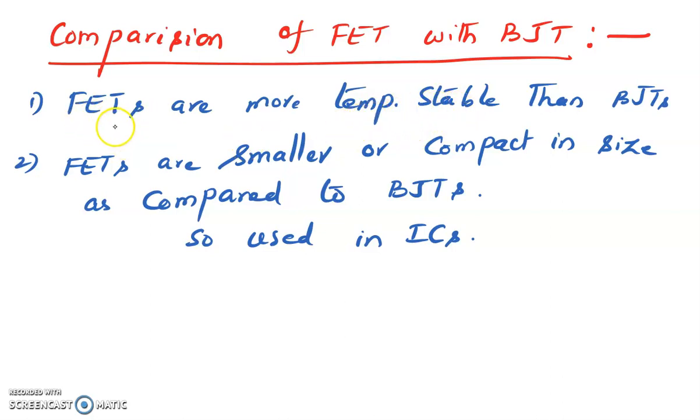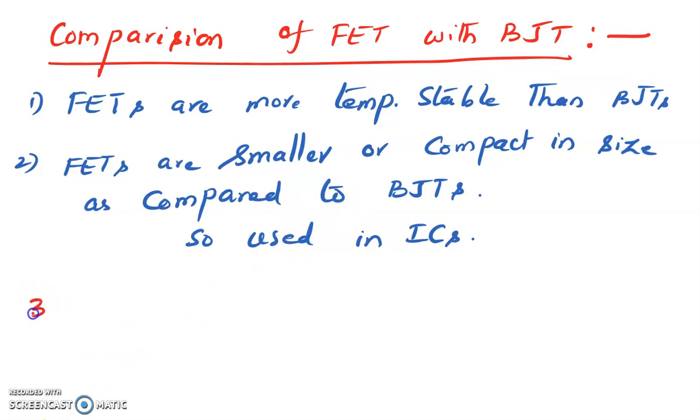So that's why we go for field effect transistors. Field effect transistors are more temperature stable, meaning the effects of temperature are not there on them. Coming to the second comparison, field effect transistors are smaller or compact in size compared to the BJT. Because of their small size, FETs are used in integrated circuits. While fabricating integrated circuits on a single chip, we can fabricate more field effect transistors because of this compact size.